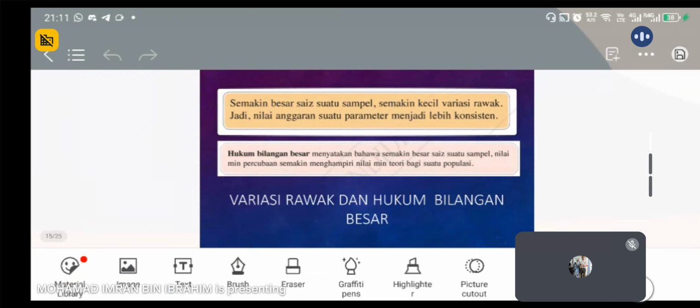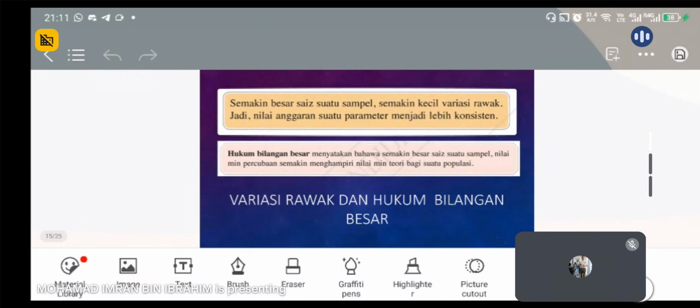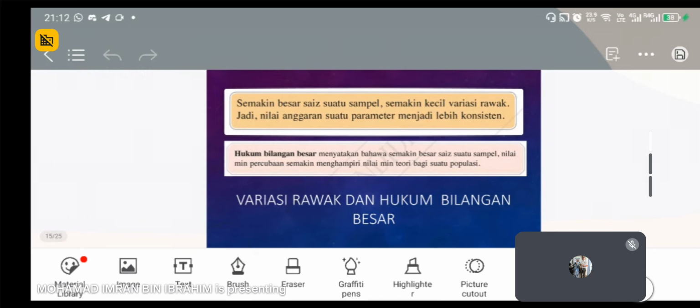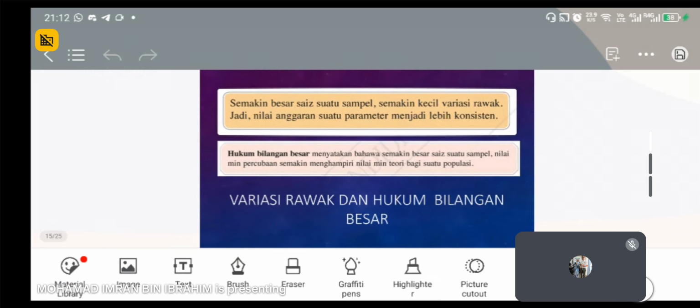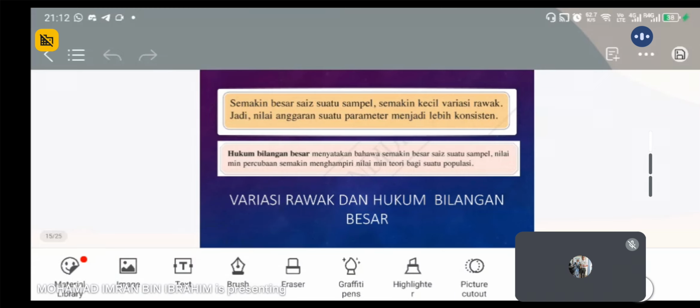Alright. Okay. Hukum bilangan besar. Okay, we just go to that thing lah, because I know most of the things. Semakin besar saiz suatu sampel, semakin kecil variasi rawak. Jadi nilai anggaran suatu parameter menjadi lebih konsisten. The more besar, lebih kecil lah dia punya variasi rawak tu.